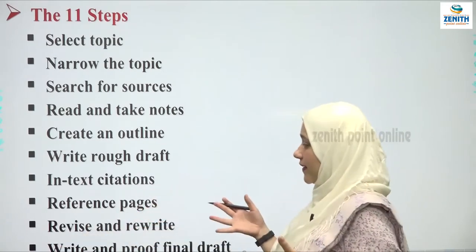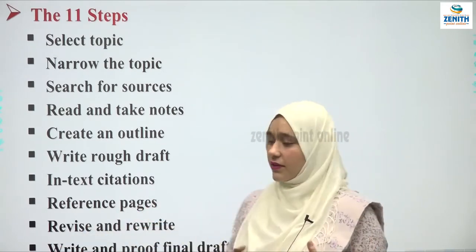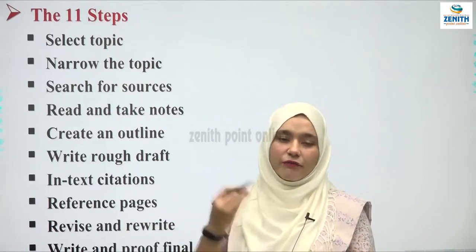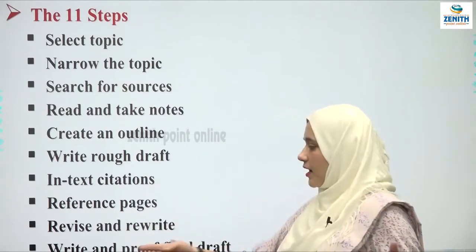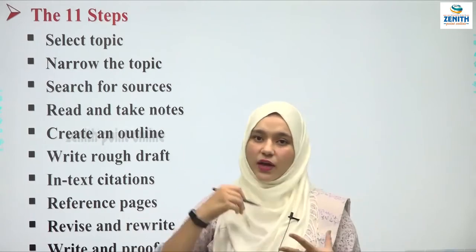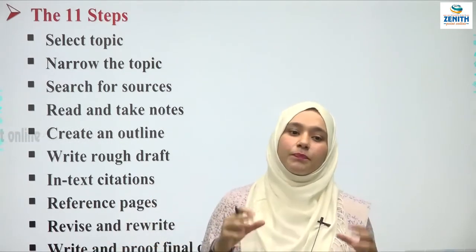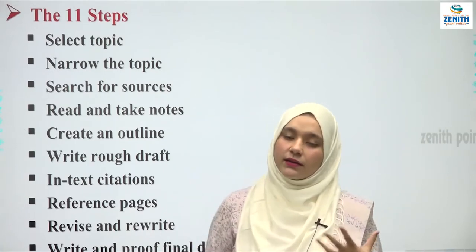All right, so in-text citation, then reference pages, where we have to give references, revise and rewrite. After that you need to revise, proofread, and write and proofread the final draft. So in the end you write and proofread. In this step, actually, this APA style of formatting and everything takes place.